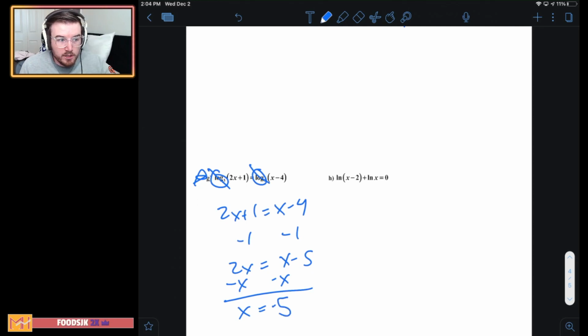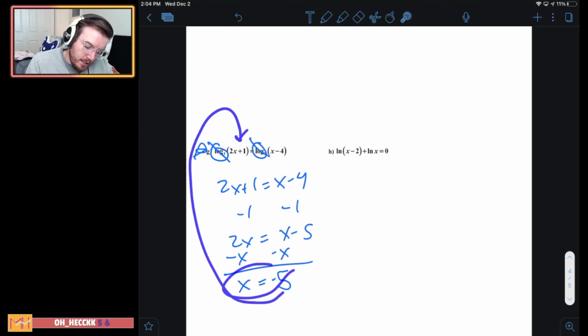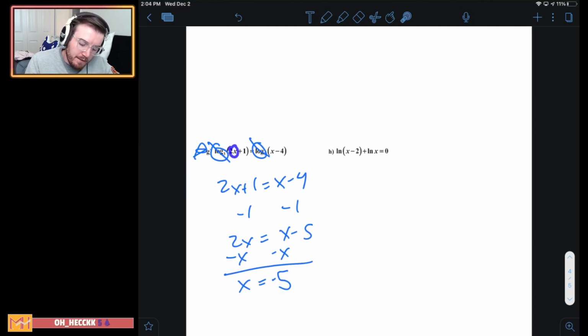Well, I got x equals negative 5. Now, I said be on high alert. So we plug it back in. 2 times negative 5 is negative 10. Plus 1 is negative 9. I can't take a log of negative 9. Negative 5 minus 4 is negative 9. I can't take a log of negative 9. This is not going to work, okay?